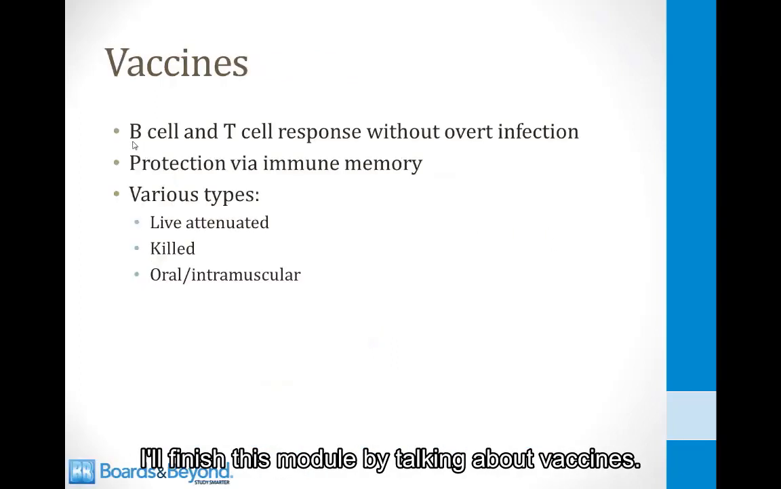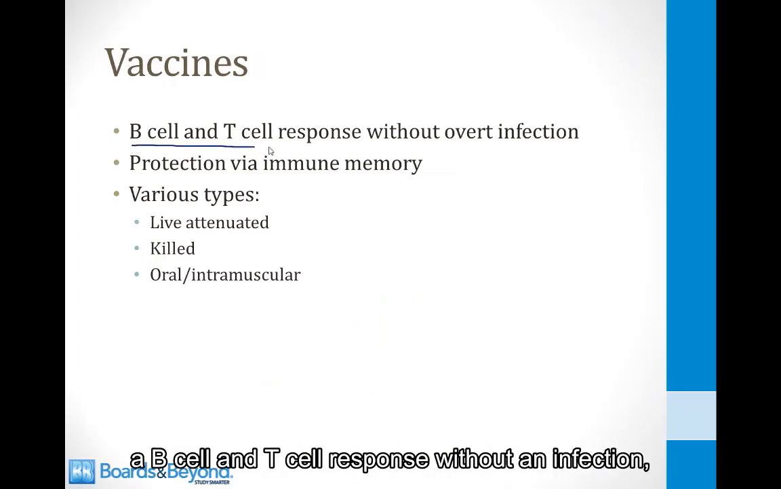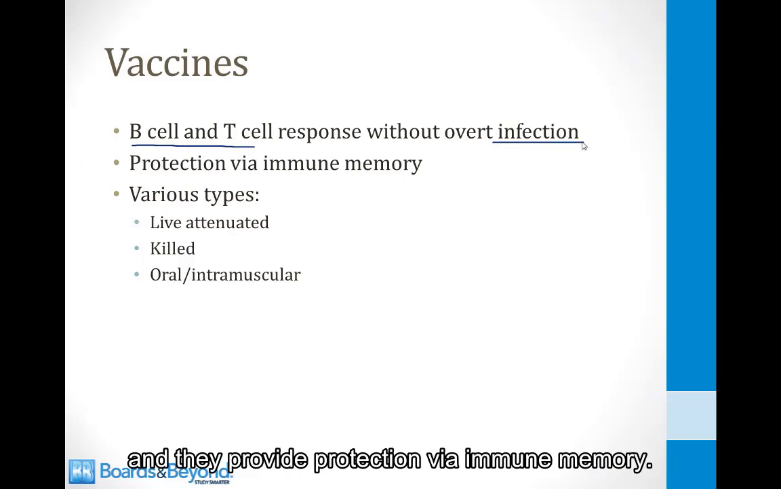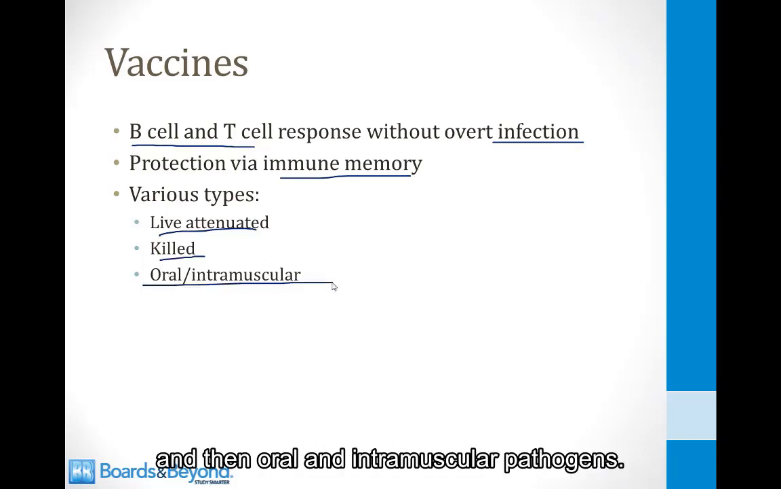I'll finish this module by talking about vaccines. Vaccines are designed to elicit a B cell and T cell response without an infection, and they provide protection via immune memory. There are several different types that you need to know about. There are live attenuated pathogens, killed pathogens, and then oral and intramuscular pathogens.